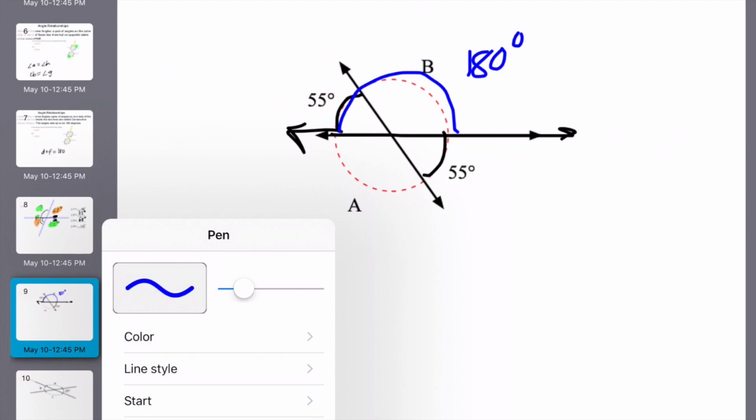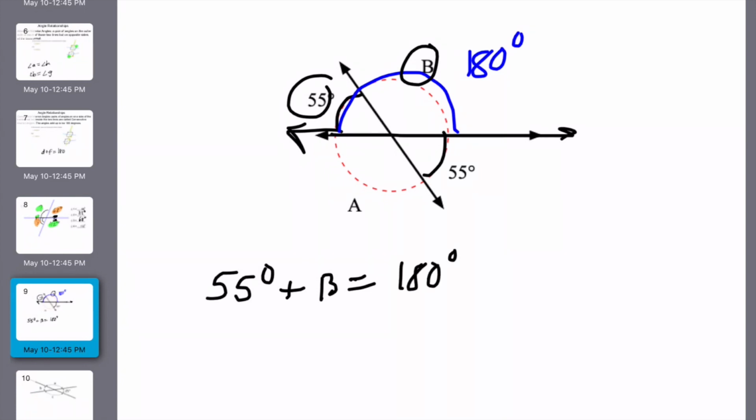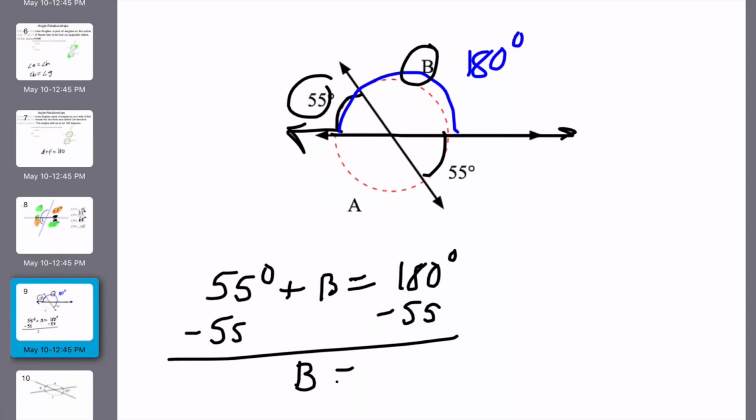And I'm trying to find angle A and angle B. But I know that these are supplementary angles. This angle right here and angle B are supplementary. As in, I know that 55 degrees plus B equals 180 degrees. So in order to solve for B, I can just subtract 55 on both sides. And that tells me that B is going to be equal to 125 degrees. And since I know that angle B is 125 degrees, I can also look at angle A and say, hey, angle A and angle B are vertical angles. So I don't even have to do any work. I automatically know that that's going to be 125 degrees.